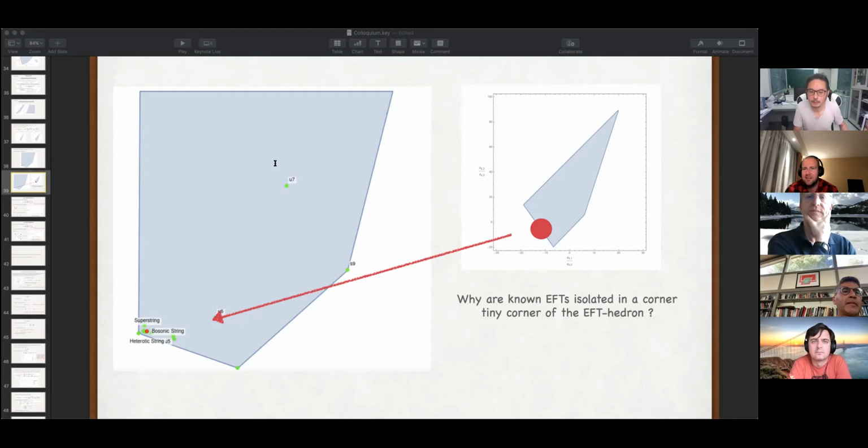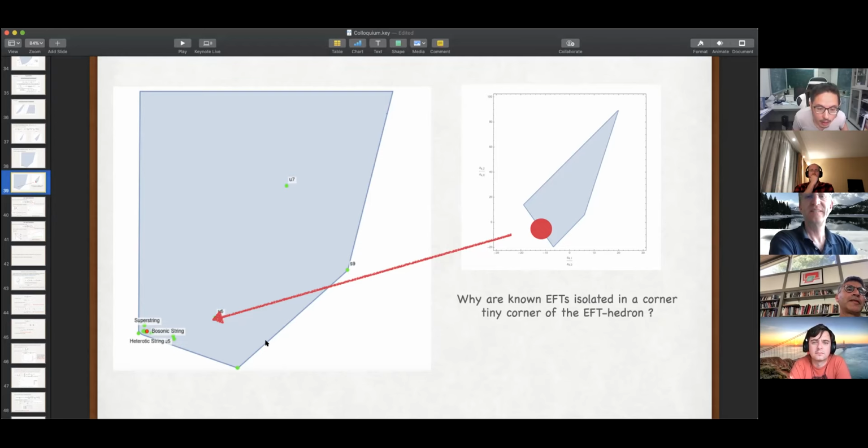So that means the large spin suppression that we actually derive is not sufficient to reduce it to the corner. Exactly. So let me just... What is this U7 point, which is sitting right there where you're pointing? U7, the green point there.